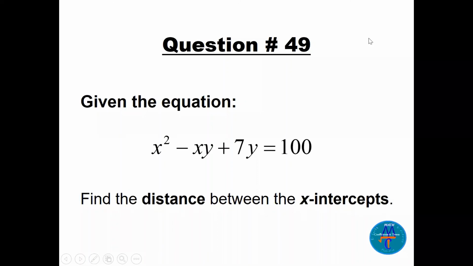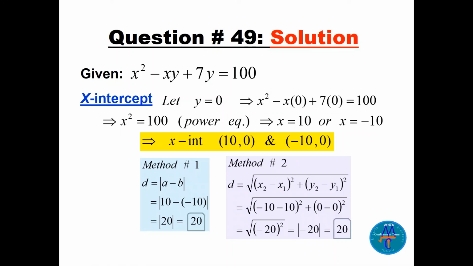Now question 49: given the equation x squared minus xy plus 7y is equal 100, find the distance between the x-intercepts. Straightforward, the equation is nice. We need the x-intercepts. Usually we have two x-intercepts here. Find the distance between them. To find the x-intercept, let y equal 0. Put 0 here, 0 here, and directly you get x squared is equal 100. So that's a power equation, or we can call it quadratic also. So x will be 10 or minus 10. So the x-intercepts are (10, 0) and (minus 10, 0).